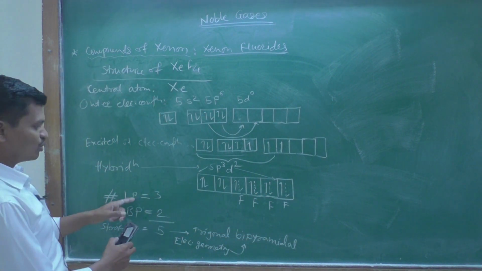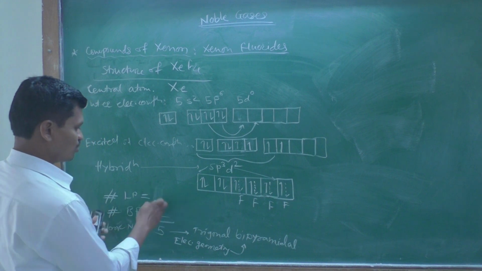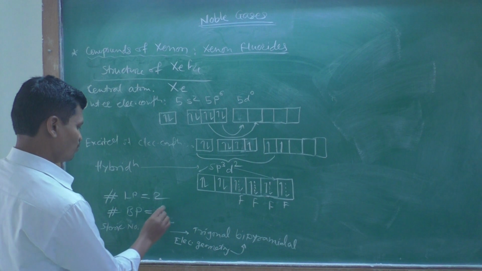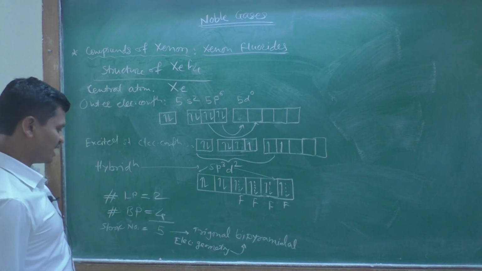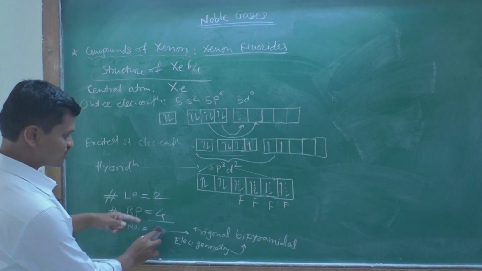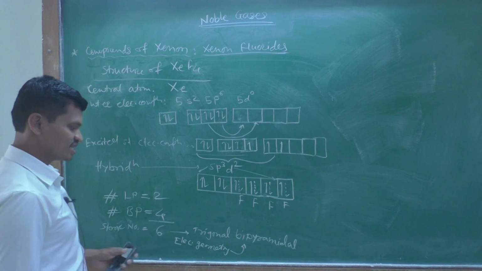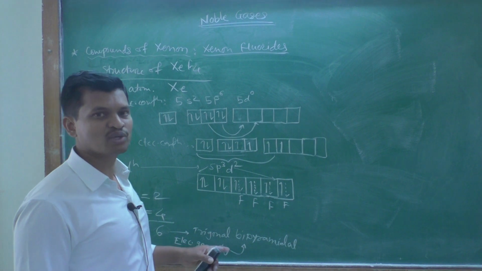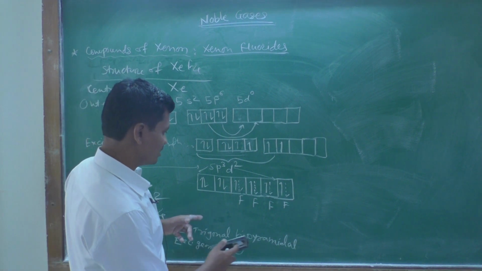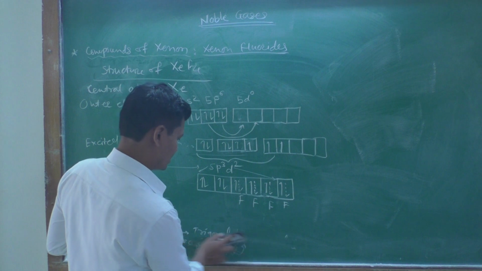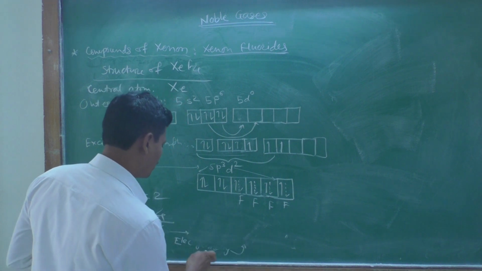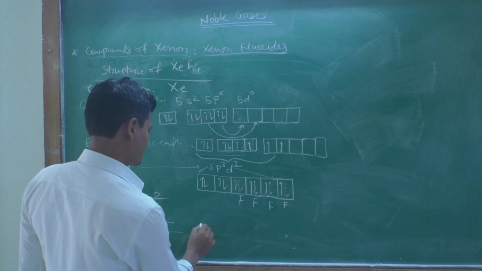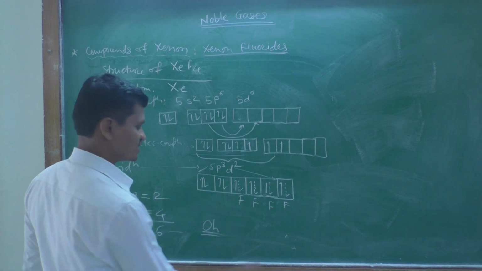Now the number of lone pairs in this case is 2, and the number of bond pairs is 4. So the steric number is 4 plus 2, that is 6. As the steric number is 6, the expected electronic geometry according to the VSEPR model is octahedral.